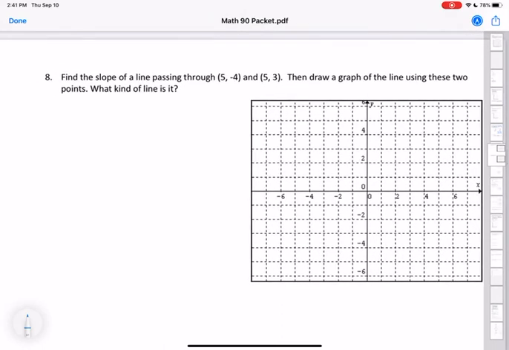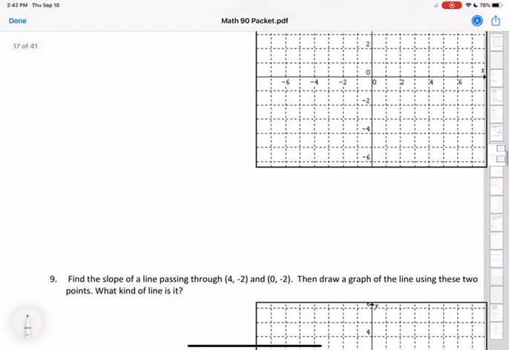Number 8. Number 8 says to find the slope of a line passing through 5, negative 4, and 5, 3. So go ahead and plot those points. Then draw a graph of the line using these 2 points. Actually what I want you to do is do the y2 minus y1 and then go ahead and plot them, okay? And then compare. Something weird's going to happen. I did that on purpose, okay?